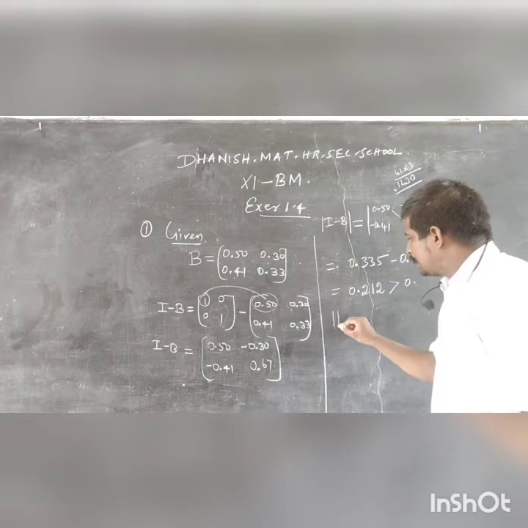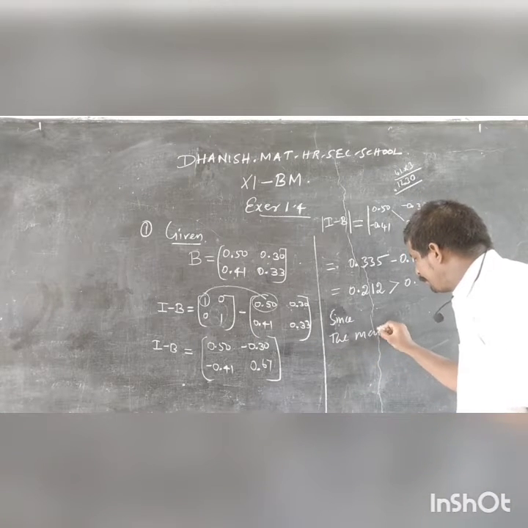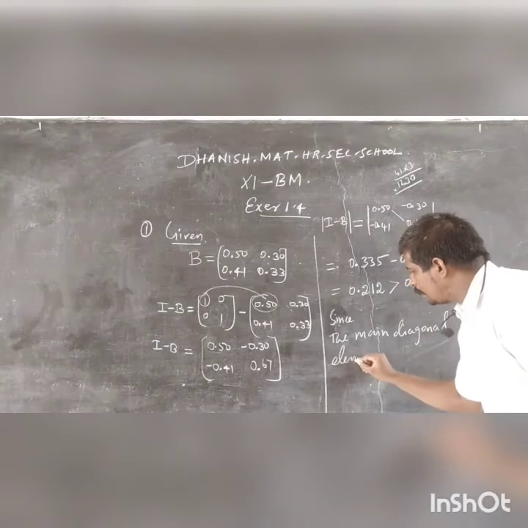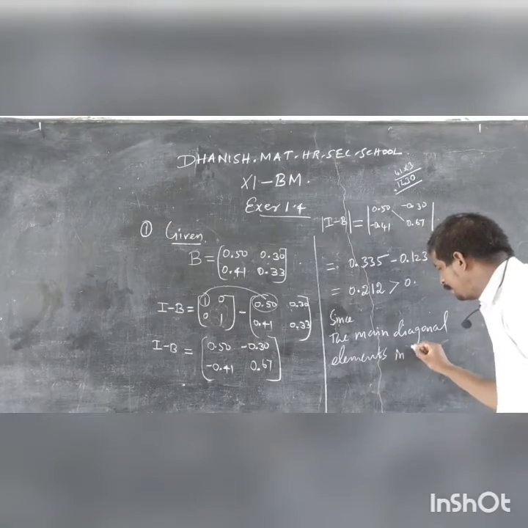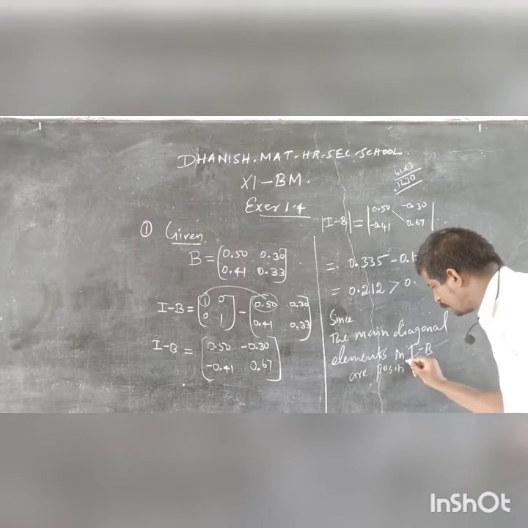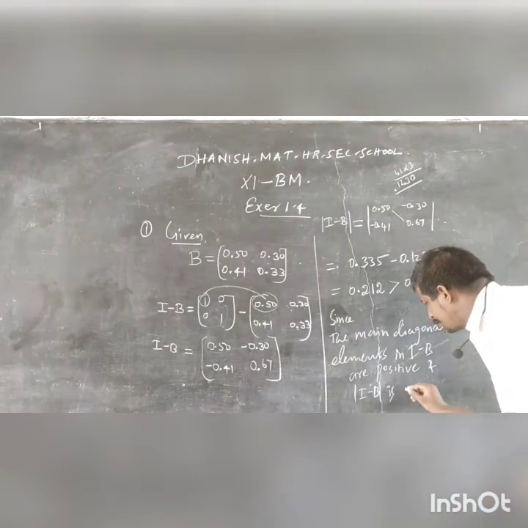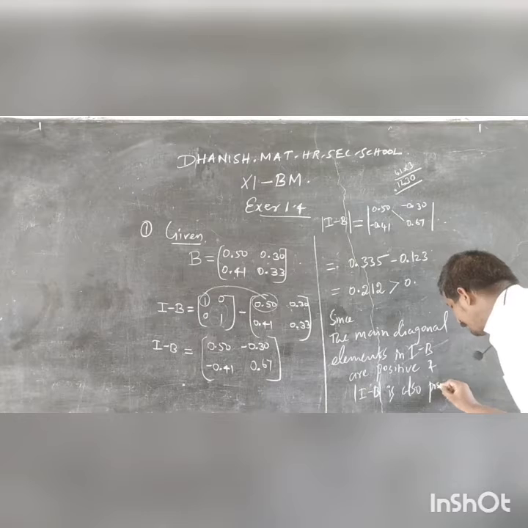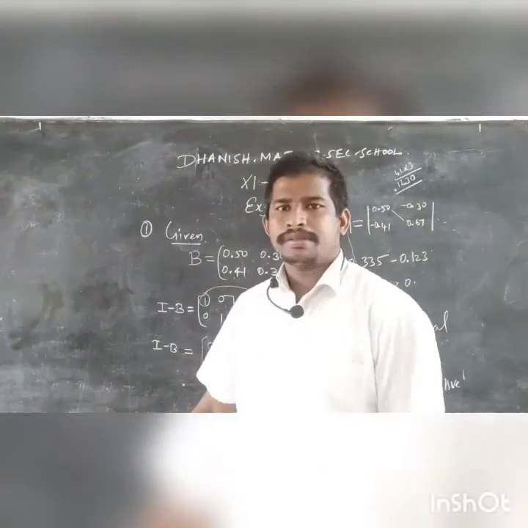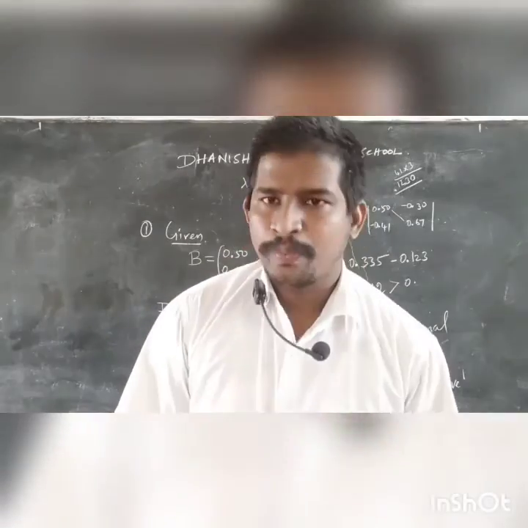So, since the main diagonal elements in I minus B are positive and determinant I minus B is also positive, here our Hawkins-Simon conditions are satisfied. So we can conclude that the given system is viable.